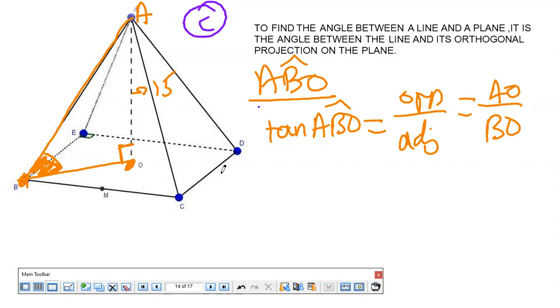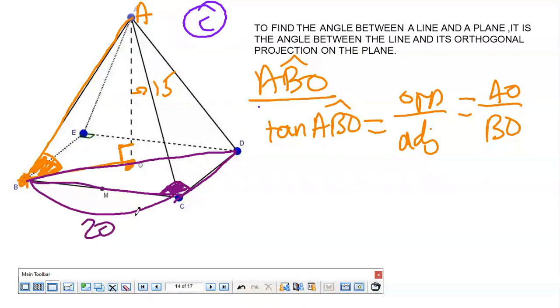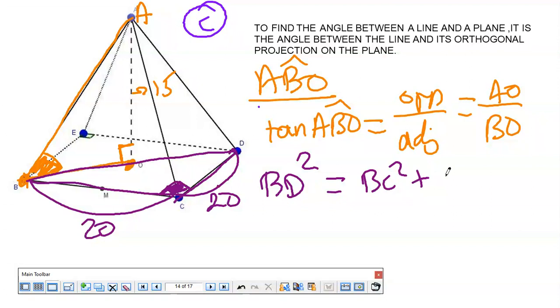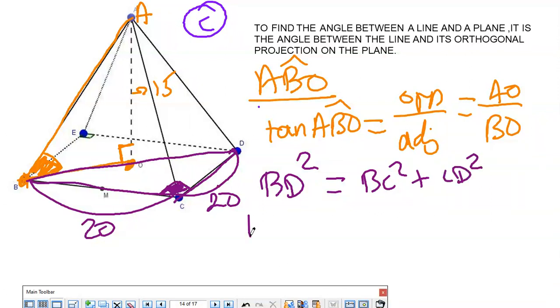How are we gonna find BO, guys? Can I find BO like this? No, I cannot find it like this. Where are we gonna find BO? As I said, it's already here a square. So here the base is half of a right triangle, yes or no? And it's right isosceles. So if this side is 20 and this side is 20, I need to find the hypotenuse using Pythagoras, or if you know the property of right isosceles triangle. So how are we gonna find BD? I can write BD squared is equal to BC squared plus CD squared. And when I calculate it, I will have BD equal to 10 radical 2.